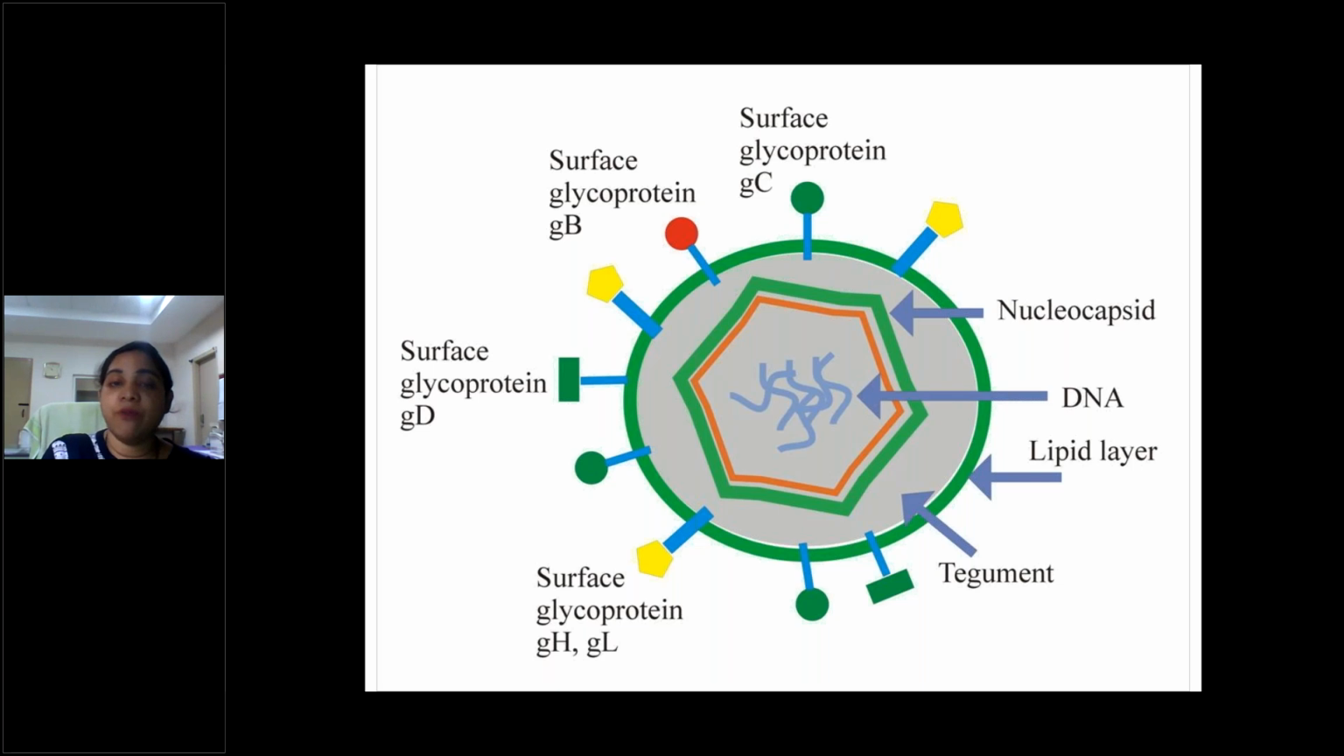Diagrammatic structure of herpes virus. So what is this inside? Can you see DNA? Yes, DNA is present. The DNA is double-stranded. And the next one is what? Yes, the nucleocapsid is there. Next, the envelope. The envelope is lipid in nature. Next, on the surface, spikes are there.